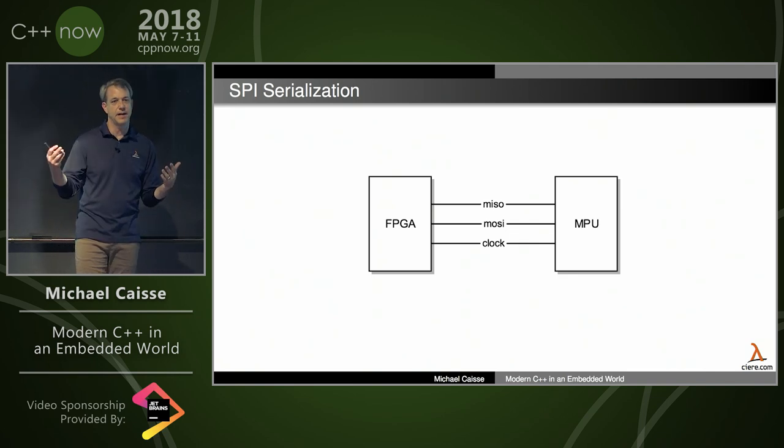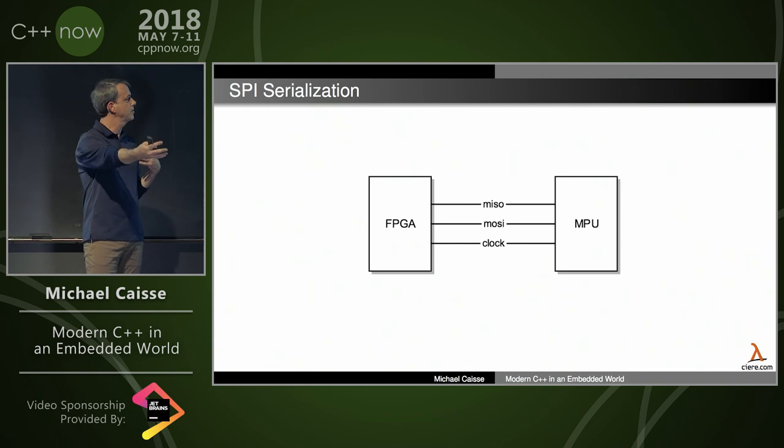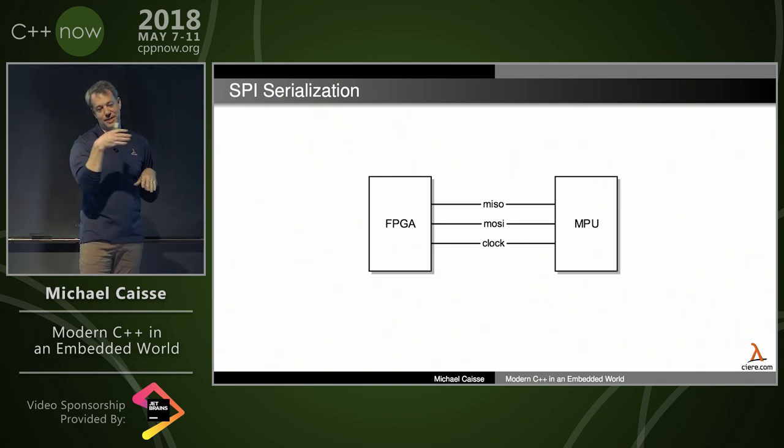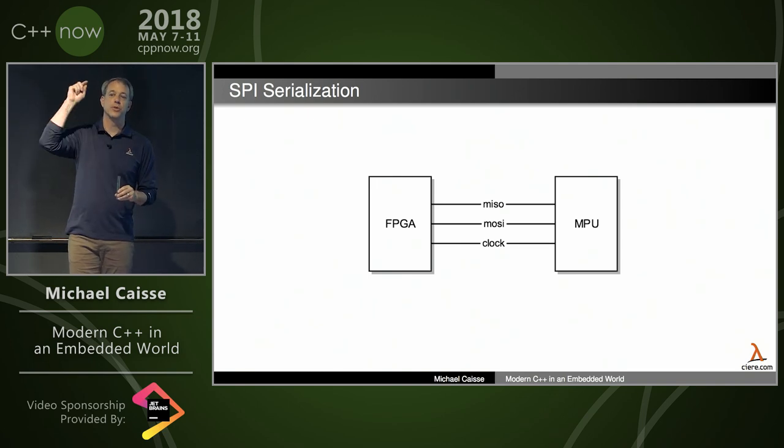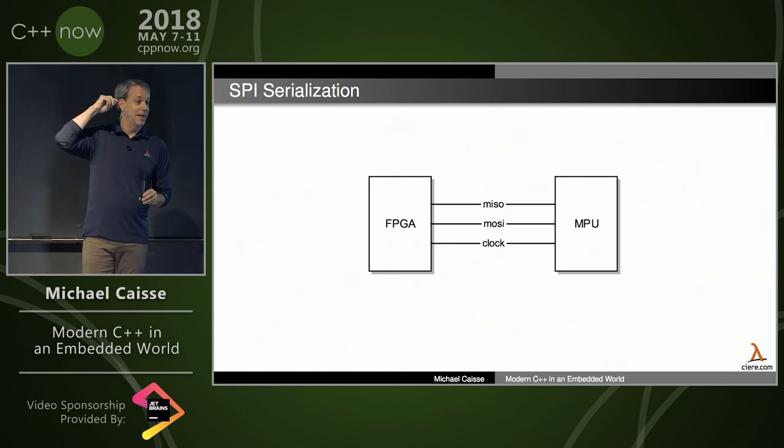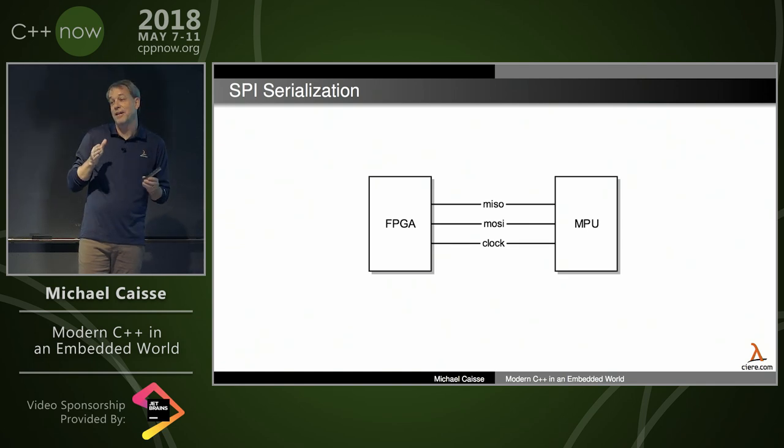It has this idea of one side being the master and one side being the slave. We've got a clock, and you have MOSI, which is master out, slave in. On the other side, you have master in, slave out. It's just this chain that goes around, and the master side is going to do the clocking. It's a serial thing that can be fast, and you can start parallelizing the serials in order to do some other neat tricks.